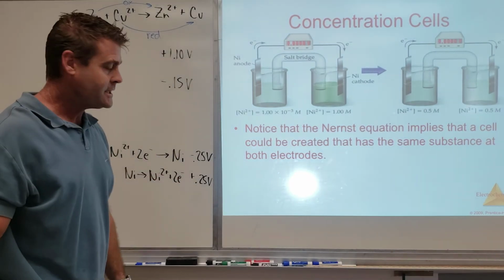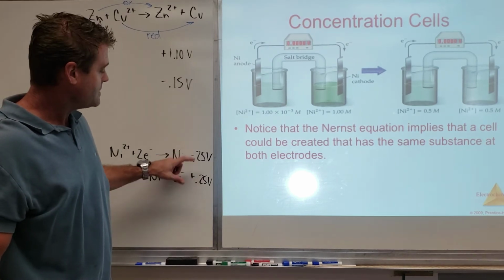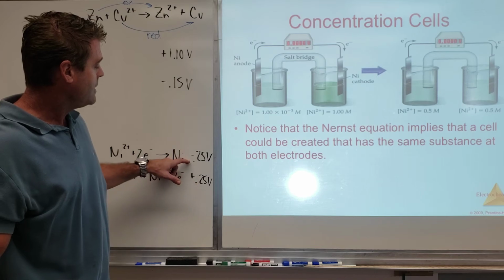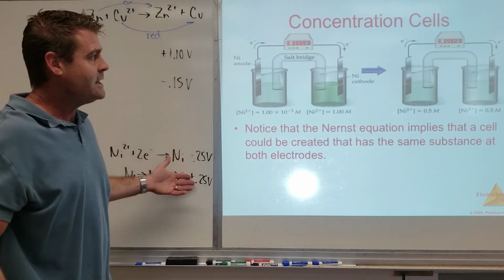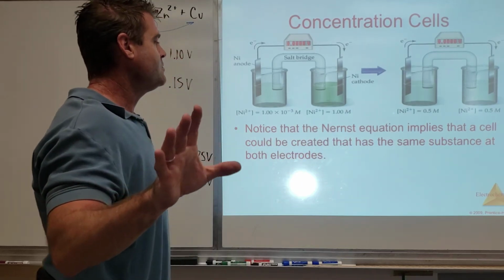And then how do we get the cell potential? You remember what you do? You take the oxidation potential plus the reduction potential: plus 0.25 plus minus 0.25, wouldn't that be 0? And that's a 0 voltage. Once again, shouldn't be surprising. But here's what's kind of interesting.